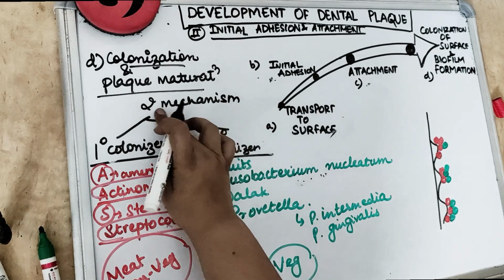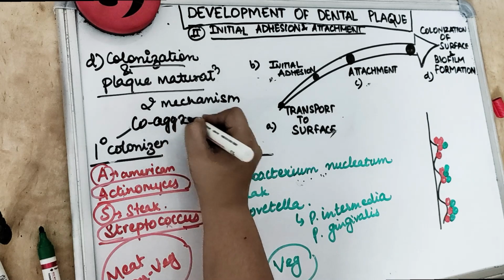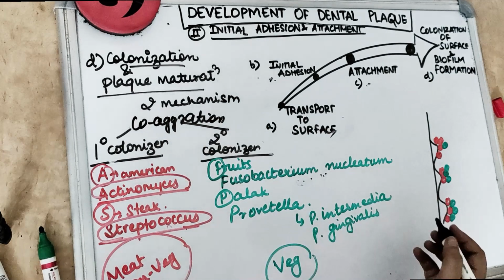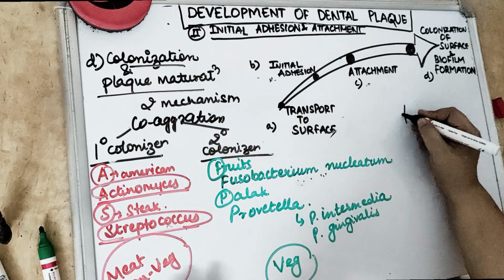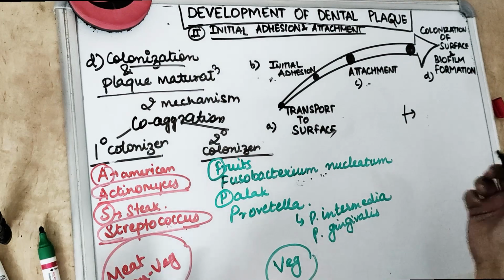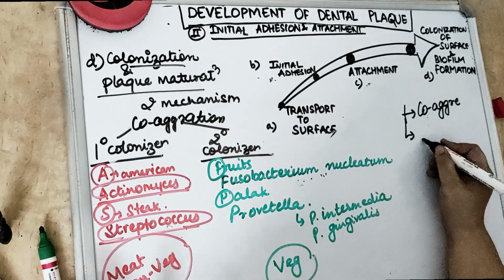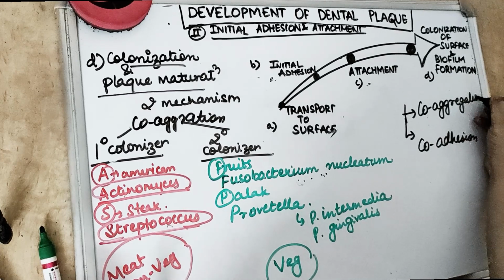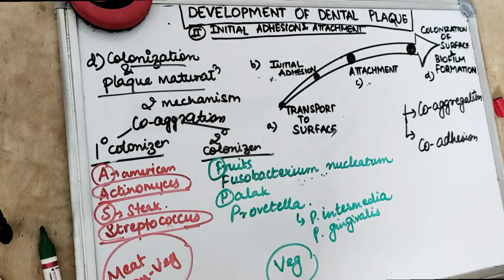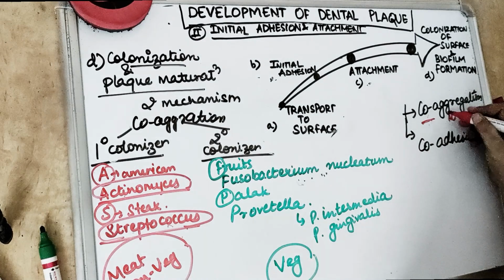So this is the adhesion. Now adhesion occurs by two mechanisms. First is co-aggregation, and another one is co-adhesion. So there are two mechanisms in colonization, how bacteria grow. One is co-aggregation and another one is co-adhesion. Co-aggregation happens between the bacteria who are from meat to meat, people who are non-vegetarian to the people who are non-vegetarian.